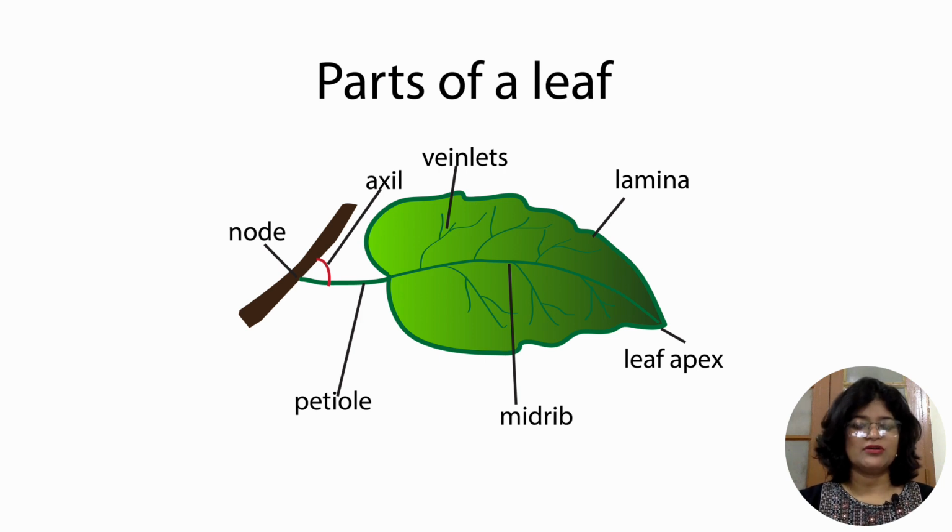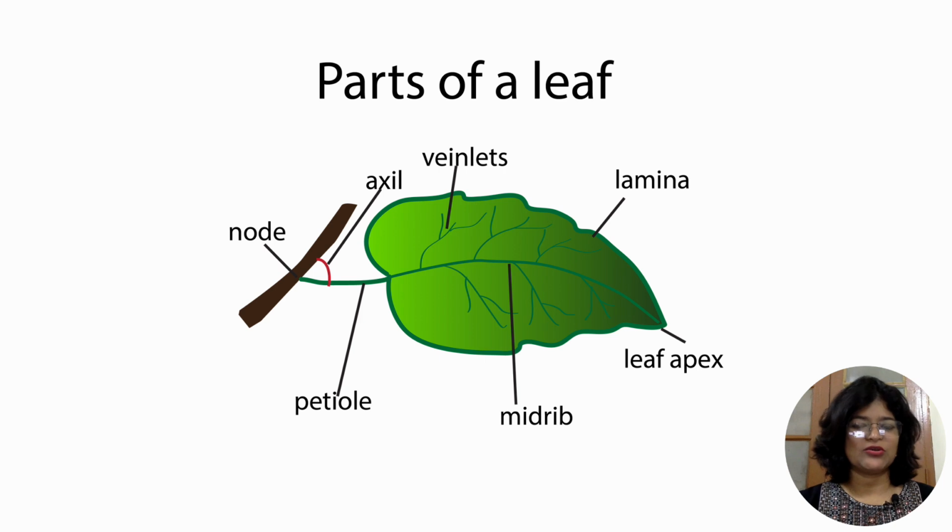The margin of the leaf or the border is called the margin, while the tip of the leaf is called the apex. The petiole is the cylindrical stalk that attaches the lamina to the main stem. It attaches at a point called the node. Even branches arise from the node. The angle between the petiole and the main stem is called the axil, and here you have axillary buds emerging.